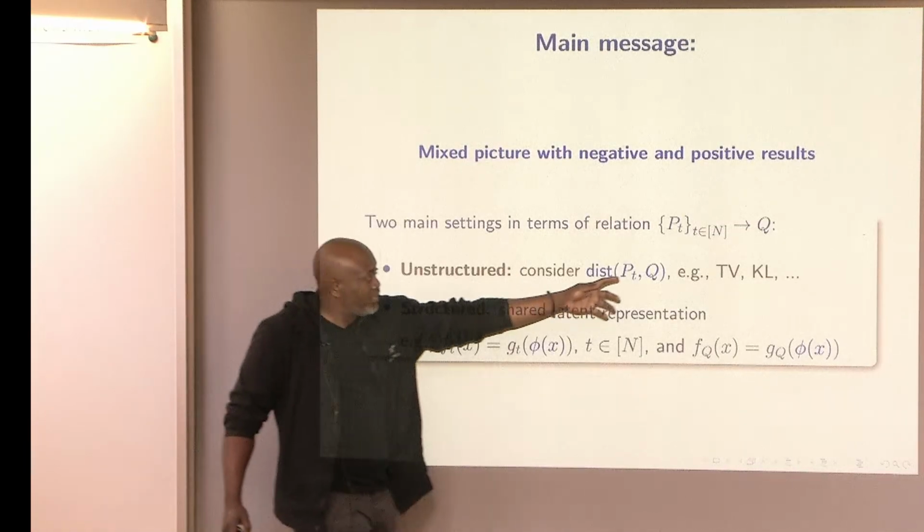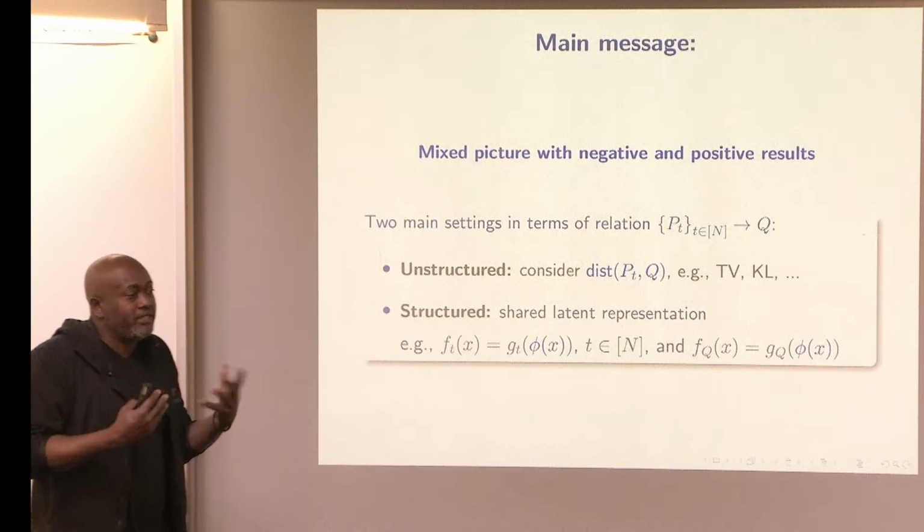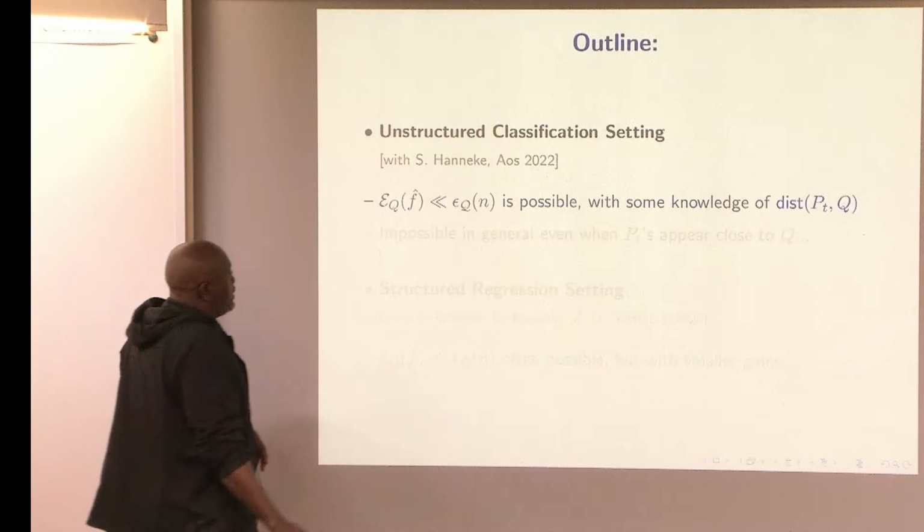Including the Q data. Q also, I'm just assuming Q also has data. I have data from Q. I can decide to ignore the source or use the source. Fine. All right.